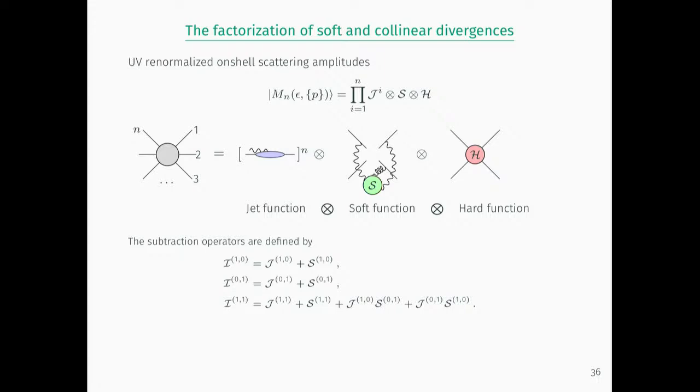Because of this universality, one can write down the subtraction operator. Once you know J for each leg, you can write it for any number of legs. Once you know the soft function, you can write it down. So one can write down the subtraction operators, which are just a combination of the Z function and the soft function for this case. Okay.